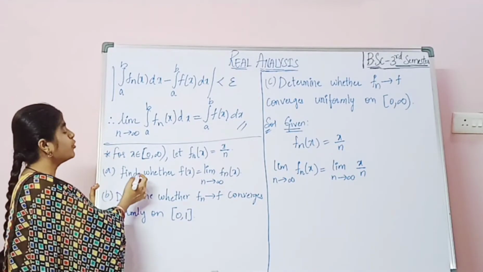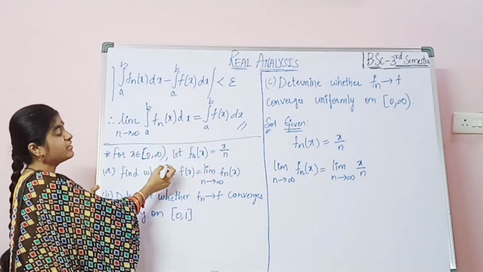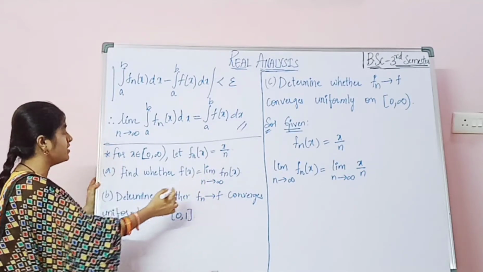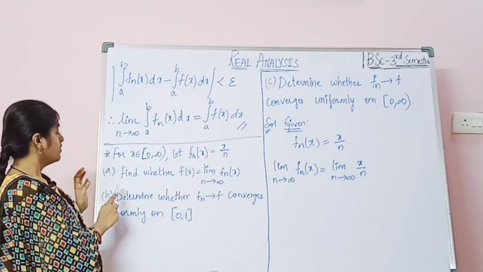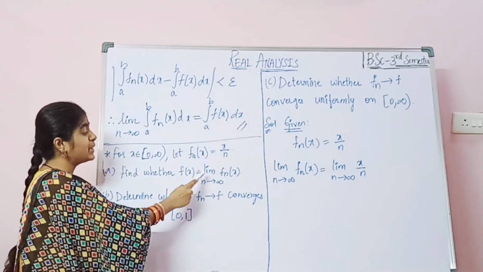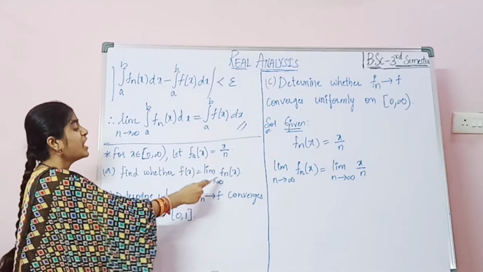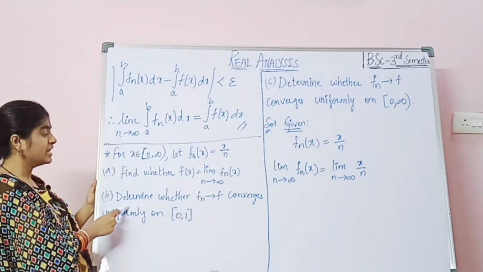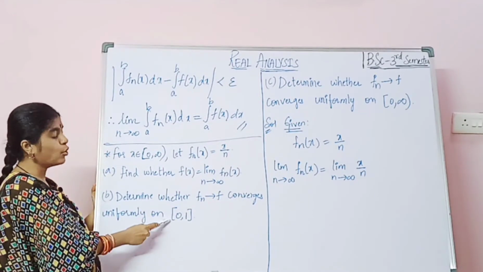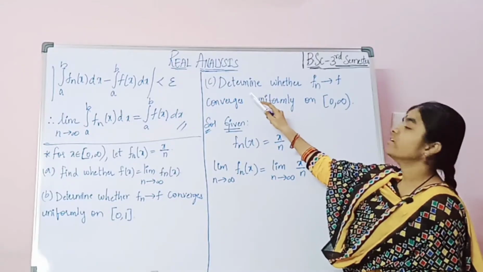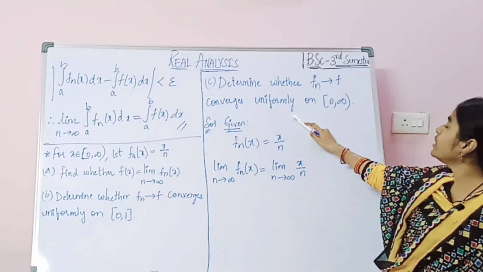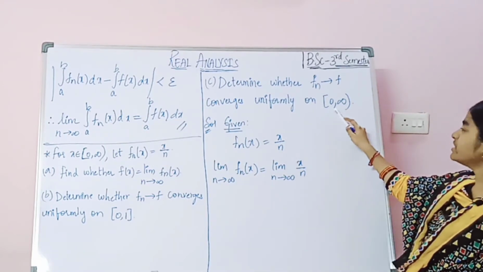For x belongs to the interval 0 comma infinity, let fn of x equal x by n. So this is given here. Now, first bit: find whether f of x equals limit n tends to infinity fn of x. Next bit: determine whether fn to f converges uniformly on the closed interval 0 comma 1. Now third bit: determine whether fn to f converges uniformly on the interval 0 comma infinity.